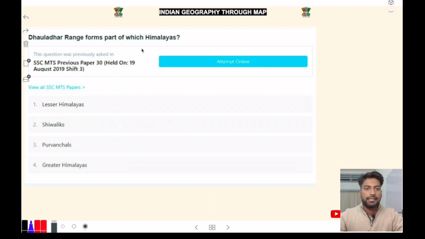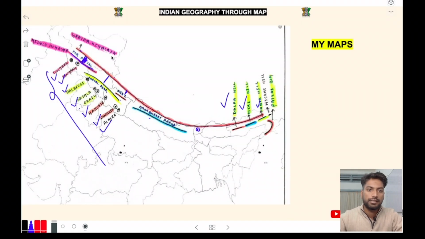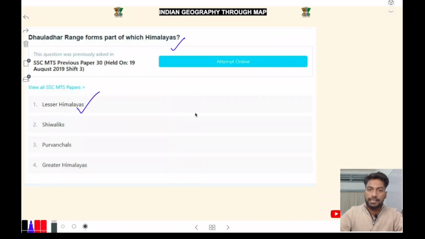Dhauladhar range forms part of the Himalayas. Dhauladhar is your Lesser Himalaya. Why? Dhauladhar, sorry, not Dhawadar, Dhauladhar. देखो, you can see Dhauladhar, पीर पंजाल, Dhauladhar here. Okay, got it? समझ में आ गया? देखो, if I explain again.